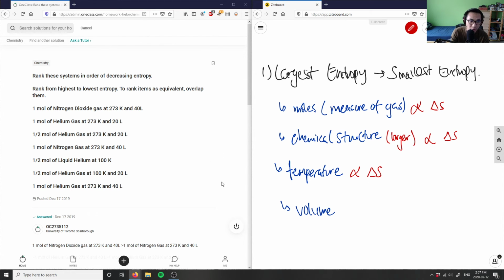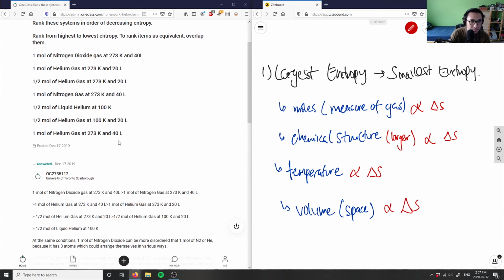And then finally, volume is also increasing entropy, because I have more space. When we're talking about volume, we're talking about the space in which the molecules are entrapped, and the higher the volume, the higher the entropy as well. So given these relationships, we can actually solve this problem here.